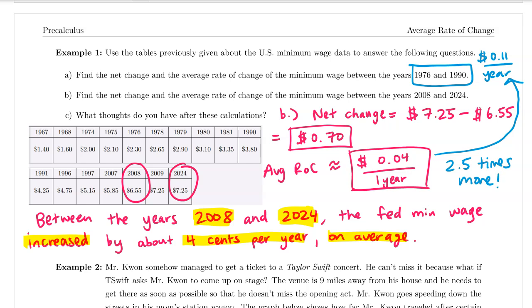So again, this is quite upsetting because we are currently, as this video is being recorded, in the year 2024, and the federal minimum wage has not increased for several years. And when looking at the time span from 1976 to 1990, on average, it increased about 11 cents per year, which is, again, 2.5 times more than what it has increased by in the last 15 or 16 years.